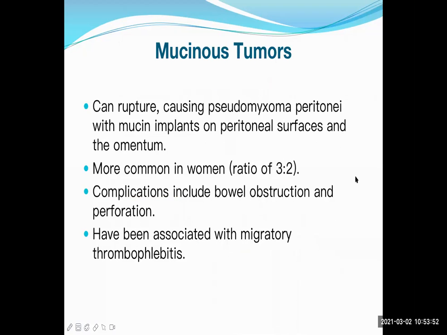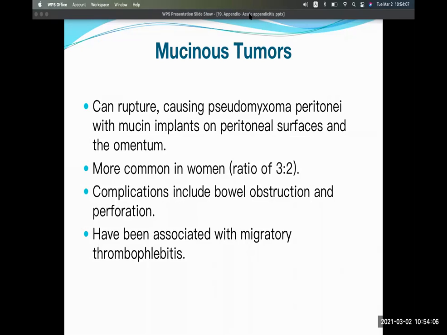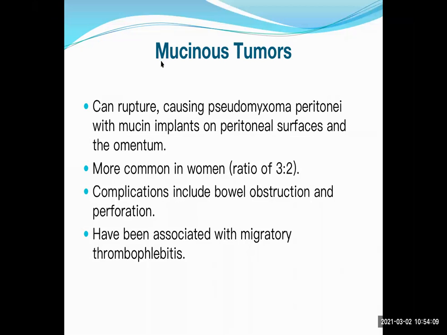Now, this is the last slide for today. Sometimes there may be some mucinous tumor which may develop in the appendix. A mucinous tumor means they produce a large amount of mucin, a sticky type of substance. And if they rupture, that mucinous material may leak into the peritoneal cavity, and this condition is known as pseudomyxoma peritonei.